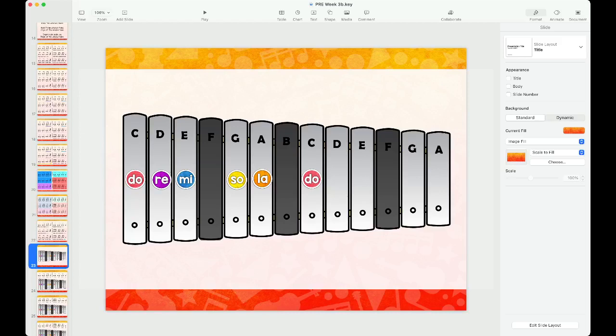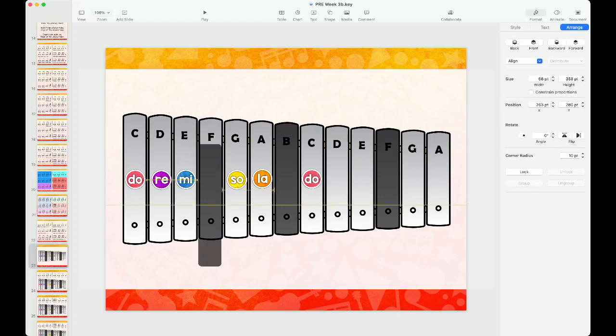Over top of F and B, because we take off the Fs and Bs, we take off fa and ti, I just took a black rectangle. I made it opaque, and I just put it over the bar. So it looks like a grayed out, sort of blacked out bar. It's not completely gone. You could still sort of see through.